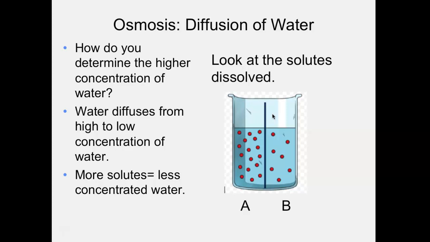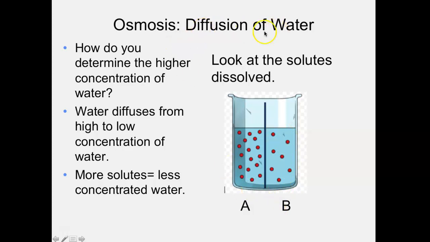You can use the following terms to describe the amount of solute. So let's take a look at this example before we move on. How do you determine the higher concentration of water? We have side A of a beaker, a semi-permeable membrane, and side B of the beaker. Which side has more solutes? A, right? The stuff that's dissolved, these red dots, are the solute. Remember, this can be anything. Let's just pretend it's sugar. So side A has more sugar than side B.